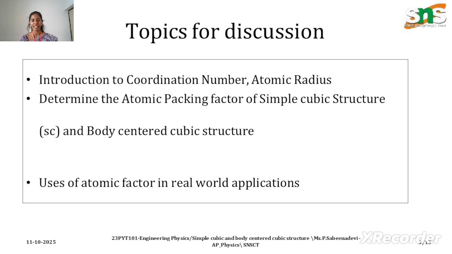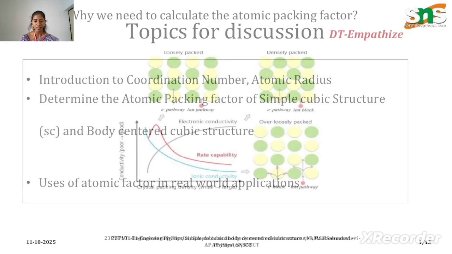Coordination number is nothing but the number of nearest neighbors. Next, atomic radius is half of the distance between the two nearest neighbors. Next is atomic packing factor, or packing density, which is how much space is occupied by the atoms. This will be explained today.